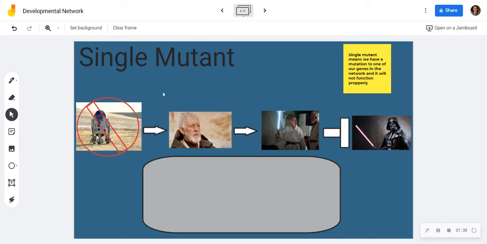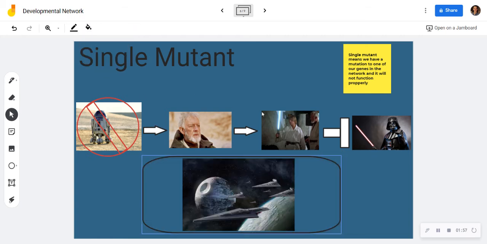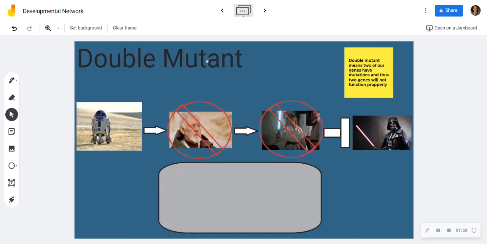Next, we'll look at a single mutant. So here, R2-D2 is a mutant. Mutants do not function properly. So if R2-D2 is not functioning properly, he will not lead Luke and a message to Obi-Wan. Obi-Wan will not train Luke, and Luke will not be able to defeat Darth Vader. So thus, our end phenotype is the Empire.